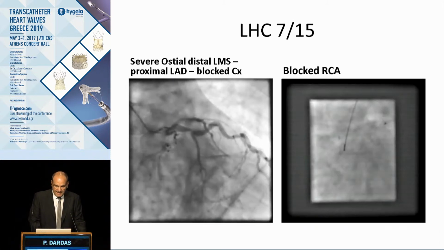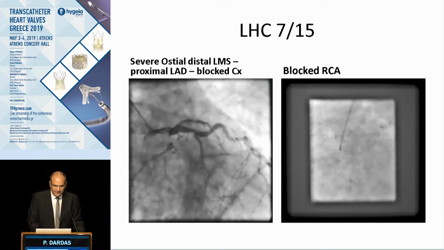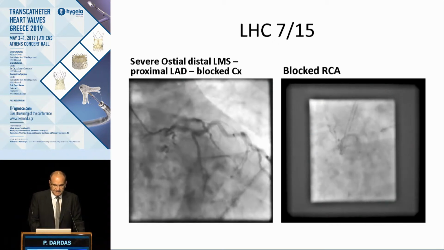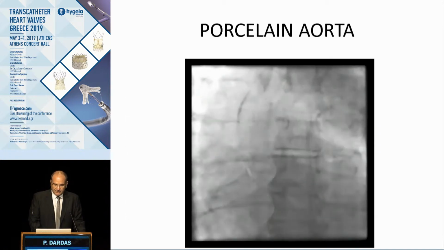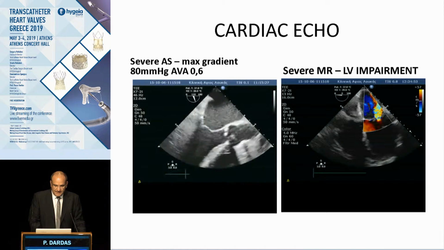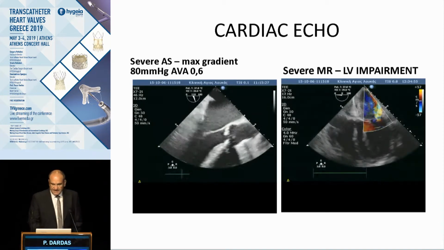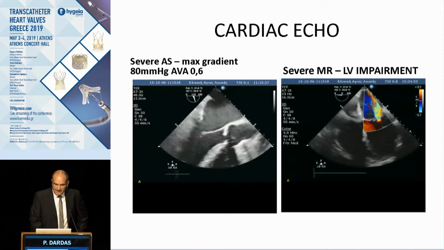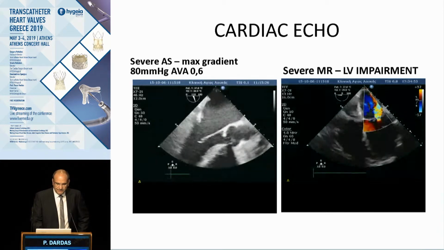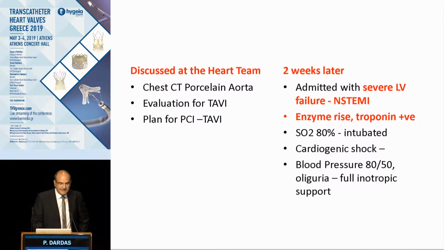And you can see his coronary angiography. There is ostial and distal left main disease. There is proximal LAD disease, blocked circumflex, blocked right. And you can see the porcelain aorta. And here is the appearance of his aortic valve, which is severely calcified with moderate LV function and also severe mitral regurgitation.